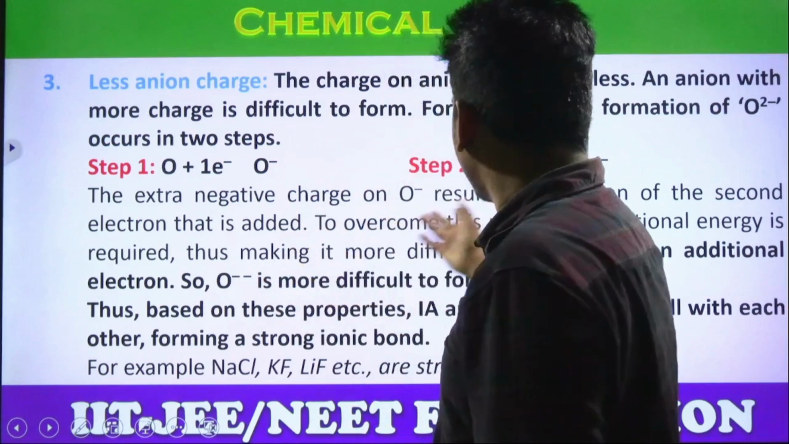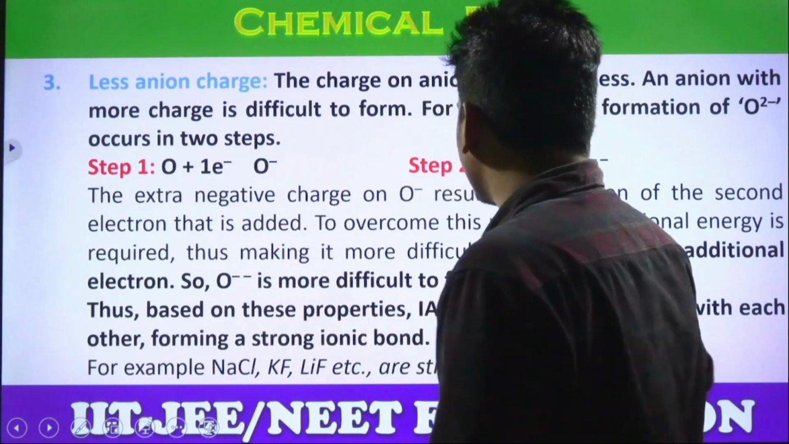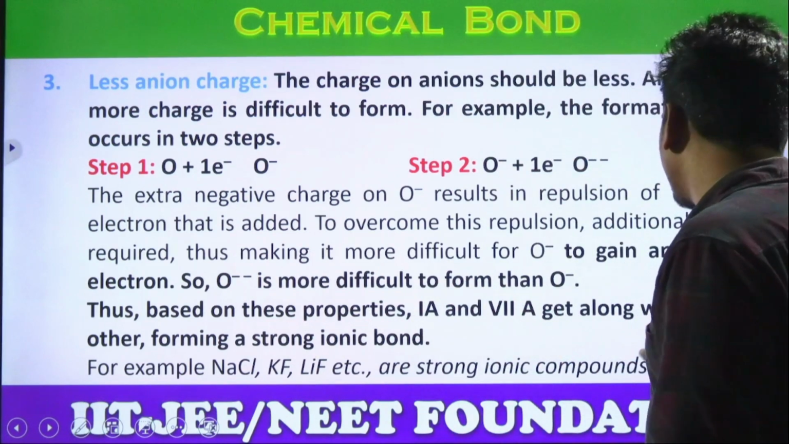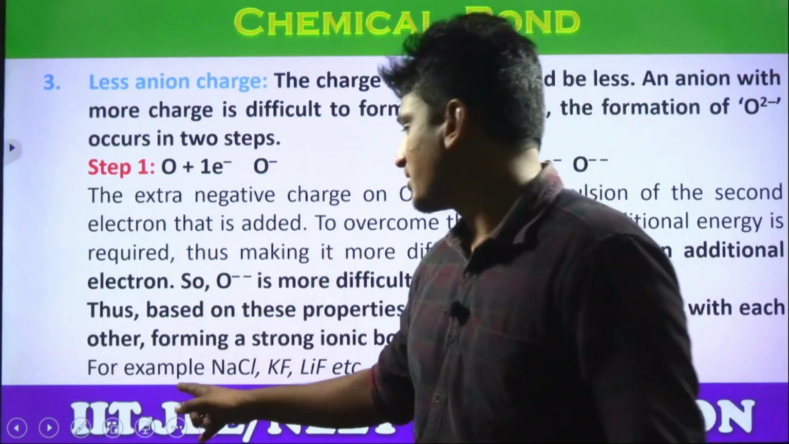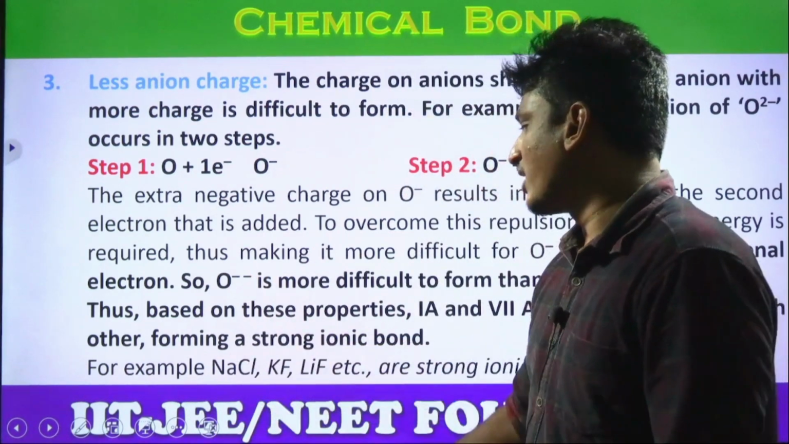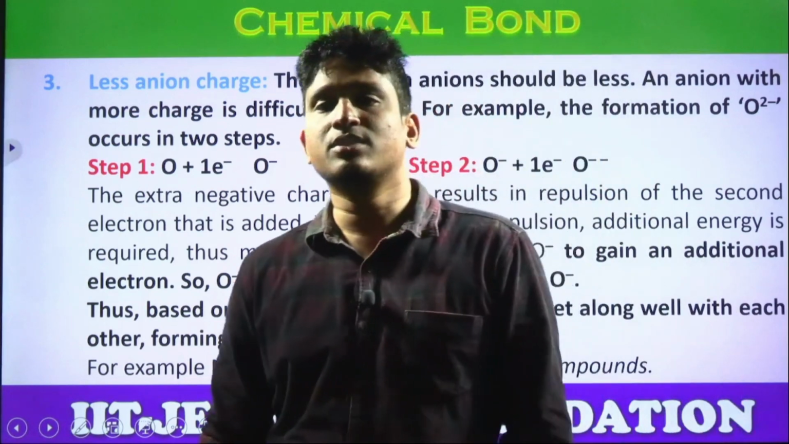So based on these properties, first group and 17th group get along well with each other, forming strong ionic bonds. Look at the examples: sodium chloride, potassium fluoride, lithium fluoride, etc. are strong ionic compounds. Why are they strong?